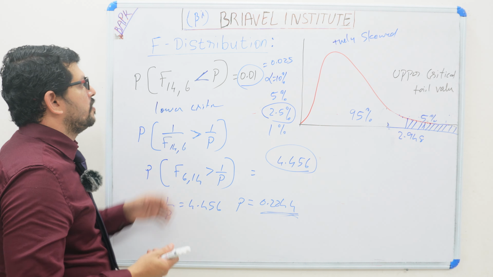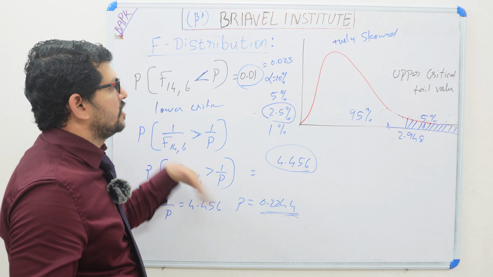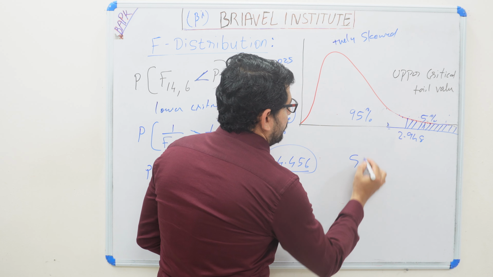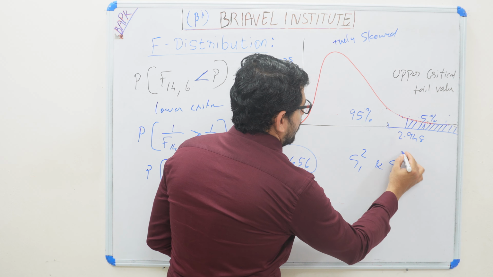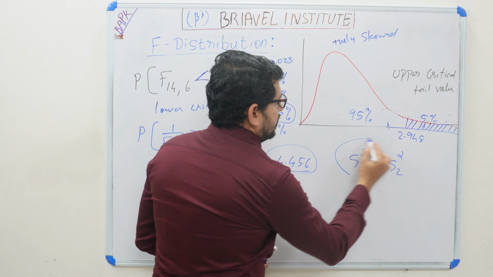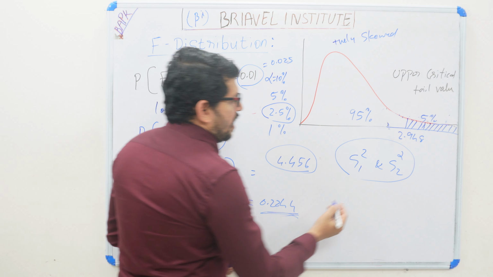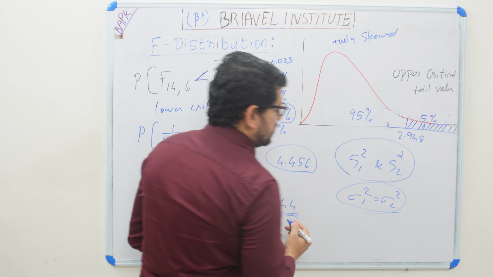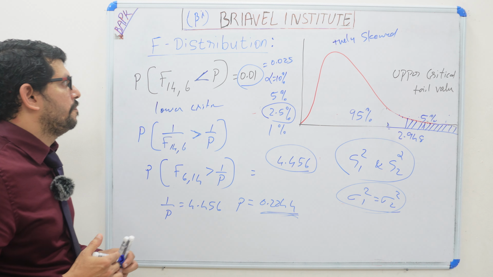Hope you understood how to find the value. In the next class, we will compare S1 square and S2 square, whether it is greater than or less than, and test the hypothesis whether sigma 1 square is equal to sigma 2 square.